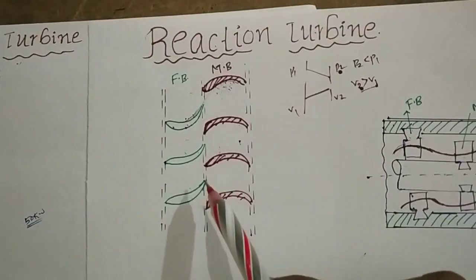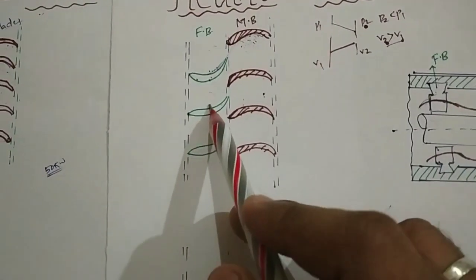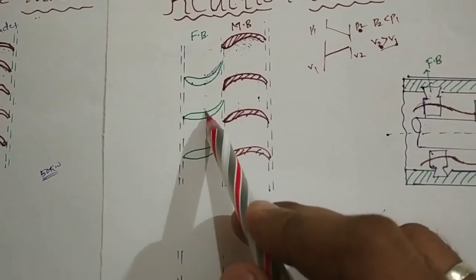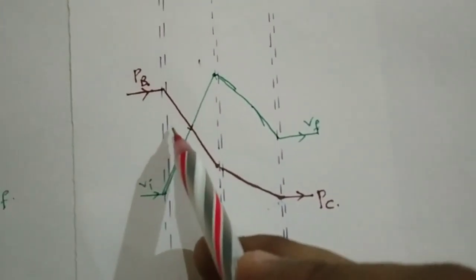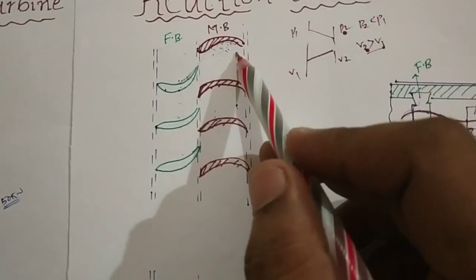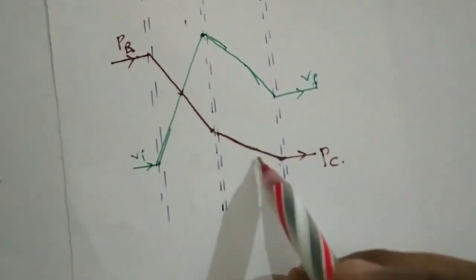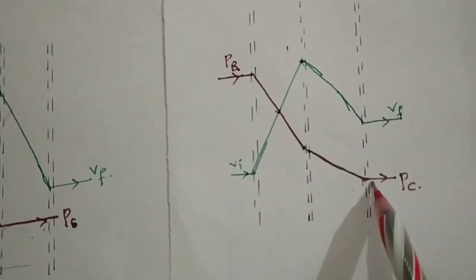And coming to the reaction turbine, here this serves as a nozzle. You know, in the nozzle what will happen? Velocity increases and pressure decreases. Therefore here pressure is decreasing and velocity is increasing. But coming to the moving blade, what will happen here? Again the velocity decreases and the pressure also decreases. In the impulse turbine the pressure remains constant, but here the pressure decreases. That is the third point.